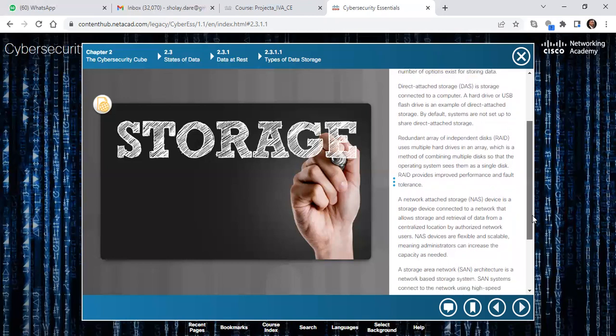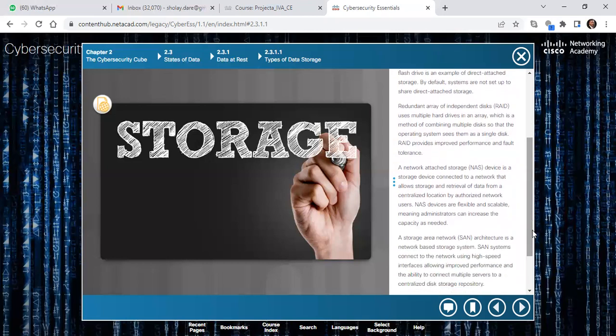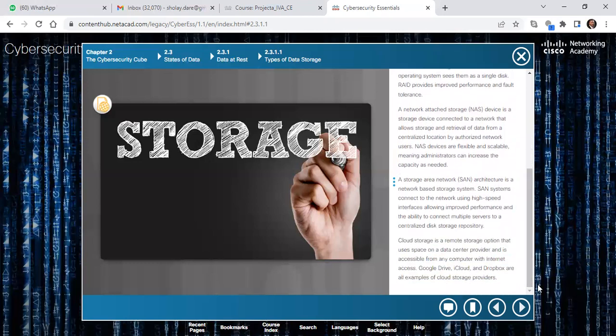Okay, all right. So another one we have is called network attached storage, which is called NAS. NAS is a storage device that is connected to a network, that allows storage and retrieval of data from a centralized location by authorized network users. NAS devices are flexible and scalable, meaning administrators can increase the capacity as needed. So we talked about the NAS. As we go deep into the topic, you see more expansion of all these devices.